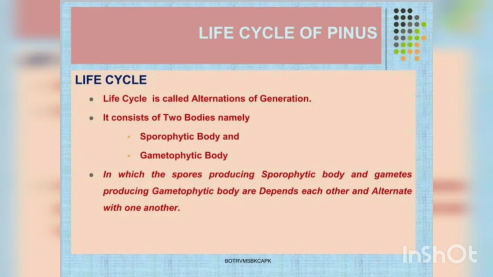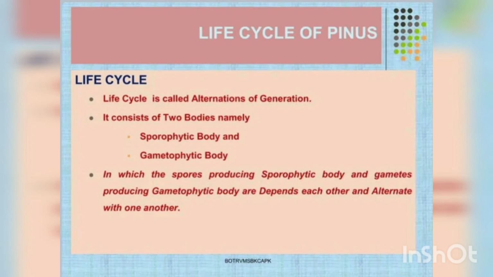It has two generations, that is the sporophytic plant body and the gametophyte, which produces the gametes. Okay, so there is clear alternation of generation, and we know that the spore-producing sporophytic body and the gamete-producing gametophytic body are dependent on each other and they alternate with each other. So we have to understand that sporophyte and gametophyte are dependent on each other. Okay, and there is clear alternation of generation seen here in the life cycle of Pinus.